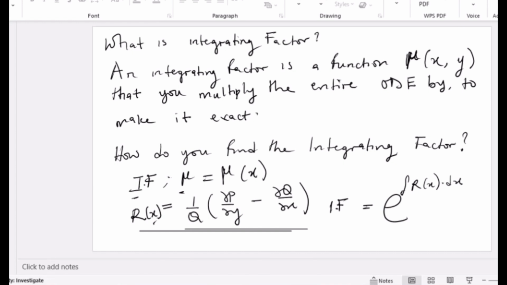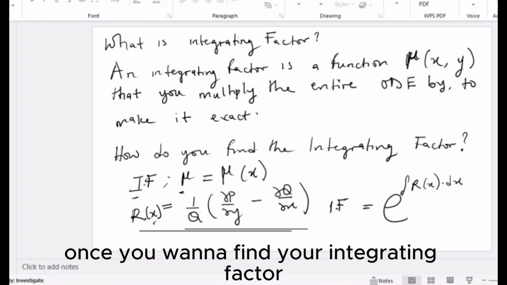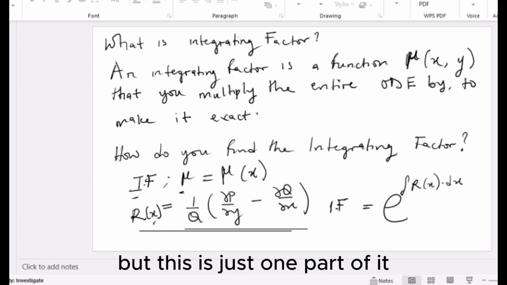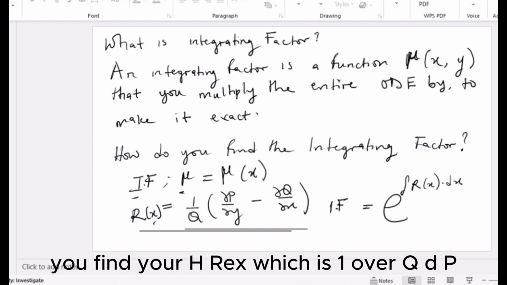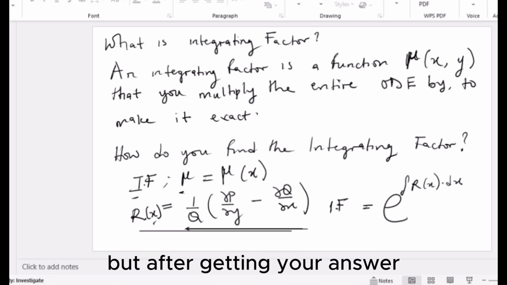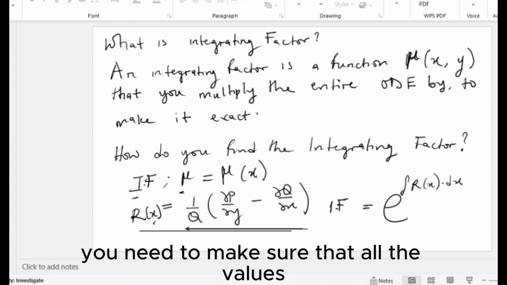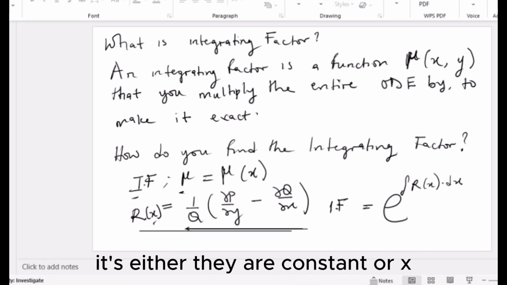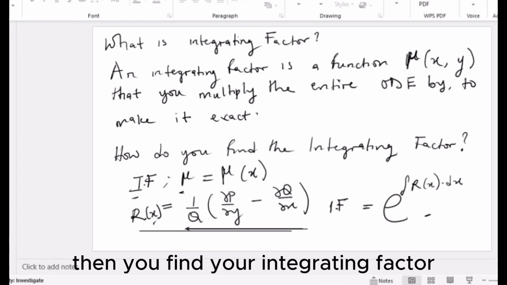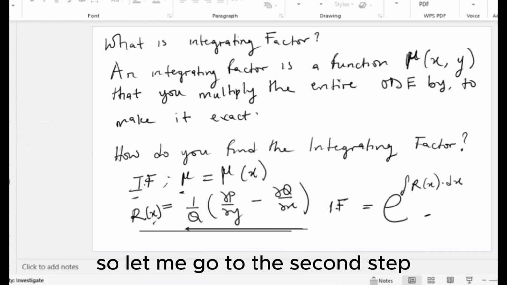So let me go back again. Once you want to find your integrating factor, you need to test in two ways, but this is just one part of it. You find your r(x), which is 1 over Q times dP/dy and so on. This is the formula you use for finding r(x). But after getting your answer, you need to make sure that all the values there are functions of x, either constant or x, for you to be able to put it into this equation. Then you find your integrating factor. So let me go to the second step.